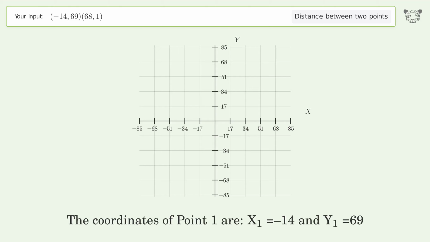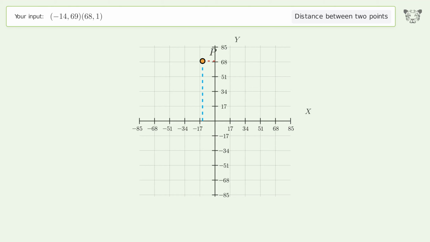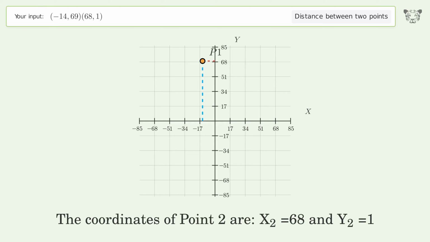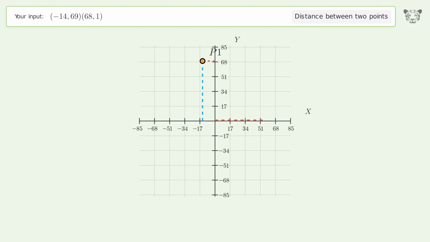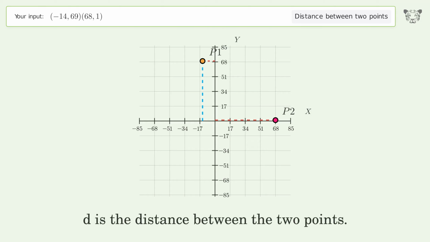The coordinates of point 1 are, x1 equals -14 and y1 equals 69. The coordinates of point 2 are, x2 equals 68 and y2 equals 1. D is the distance between the 2 points.